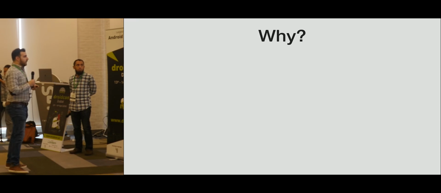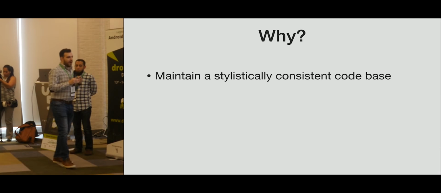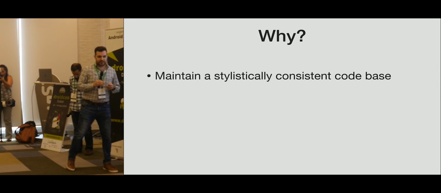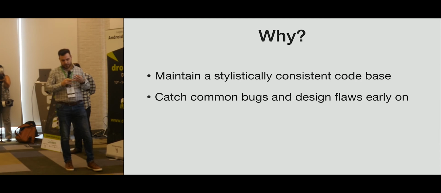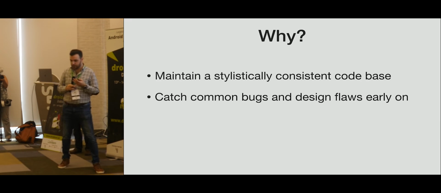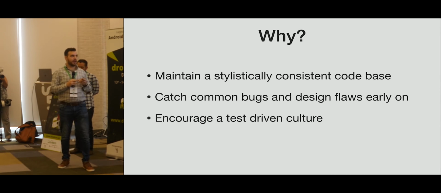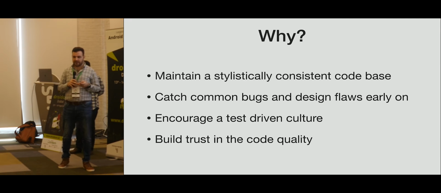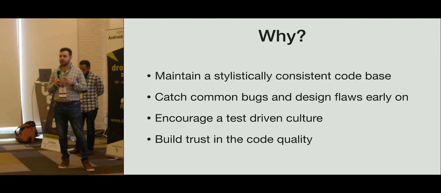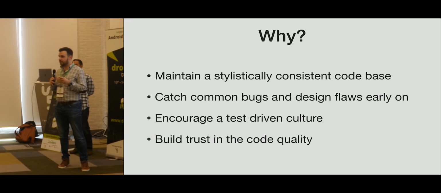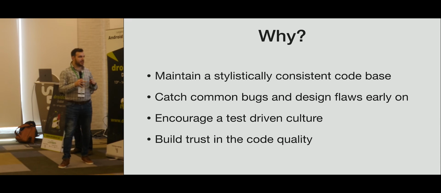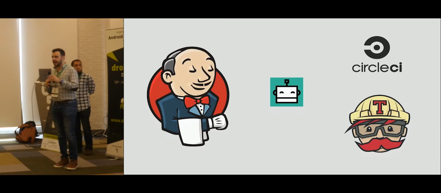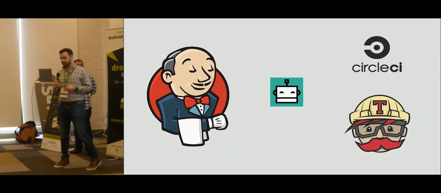All right. So, why should we implement CI? It's very simply, you can say that it allows you to ensure your code style is consistent across your code base. You can catch common bugs and design flaws, encourage a test-driven culture within your organization or team, and build trust in your code quality and the build that you provide to your team.